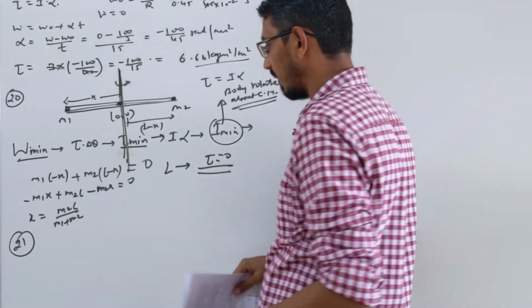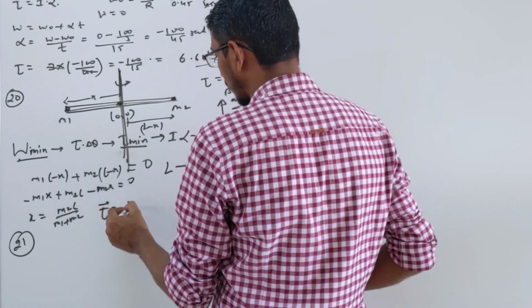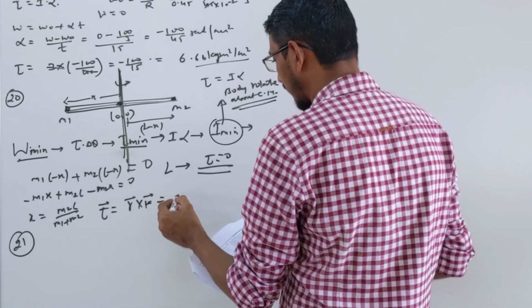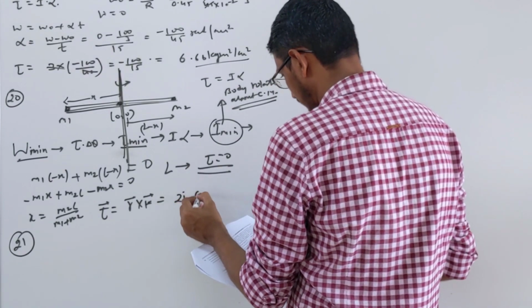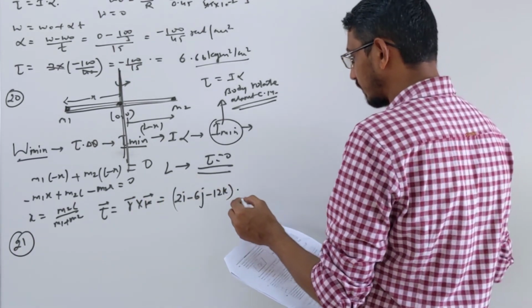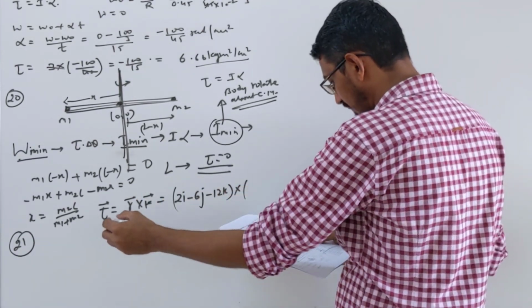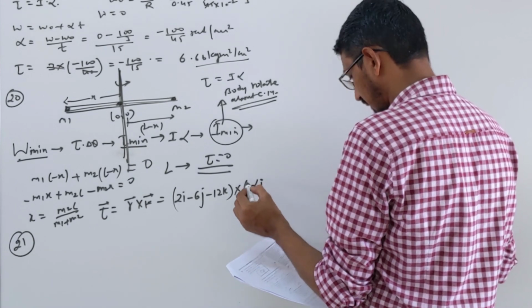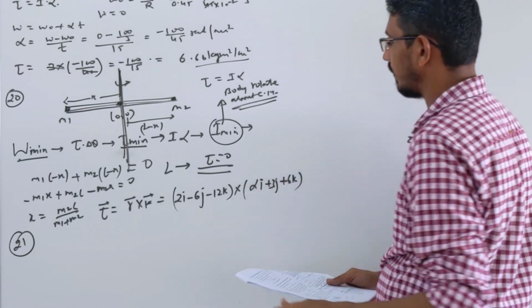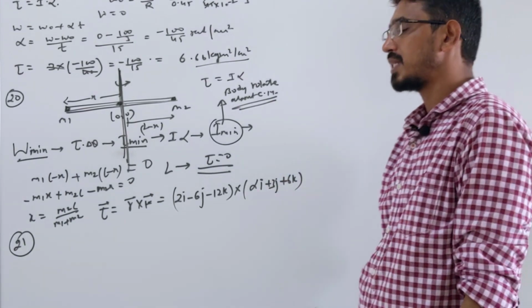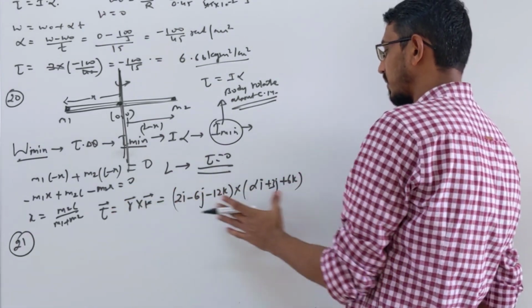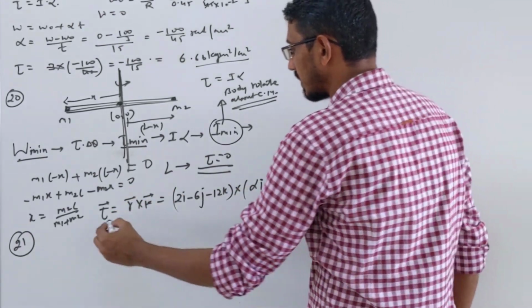Something is given here, like alpha. So torque is R cross F. R is given as 2i plus 6j minus 12k. Then cross product, F is given as alpha i, this we have to find actually, plus 3j and 6k. This is your force given. They said momentum is conserved, means net torque should be 0. Let's find the torque by R cross F and make it equal to 0.